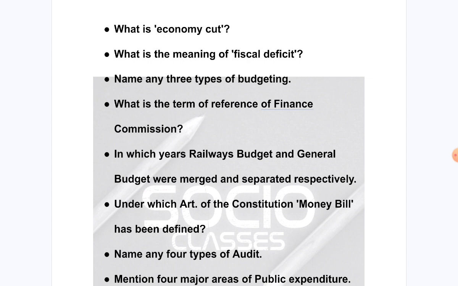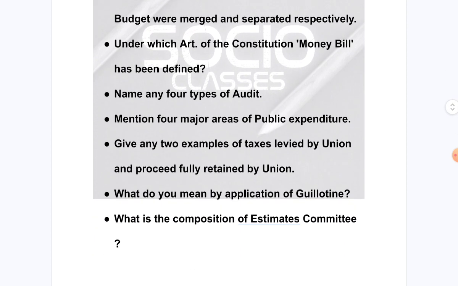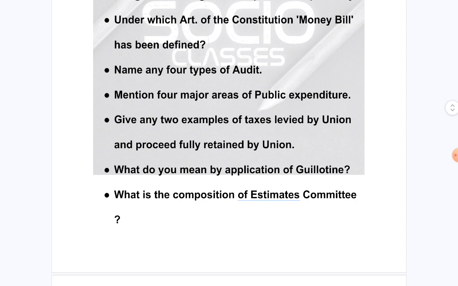Name any 3 types of budgeting. What is the term of reference of Finance Commission? In which years Railways budget and general budget were merged and separated respectively? Under which article of the Constitution money bill has been defined? Name any 4 types of audit. Mention 4 major areas of public expenditure.